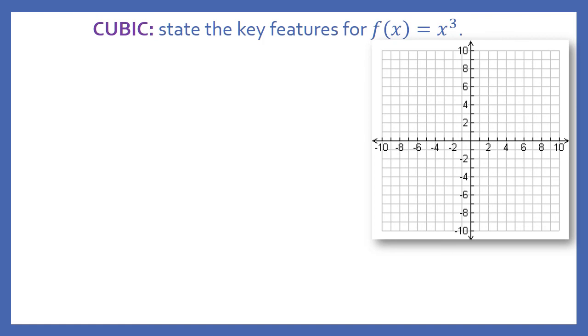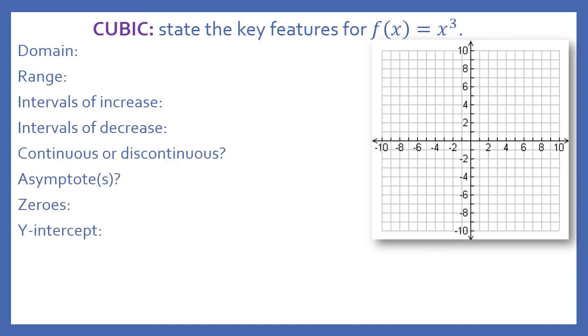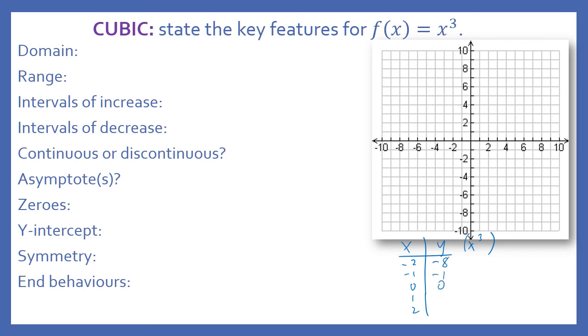Cubic. And I think this is our last one. X, y, x cubed. Pick anything for x. Negative 2 cubed is negative 8, negative 1 cubed, negative 1, 0 cubed, 0, 1 cubed 1, 2 cubed 8.